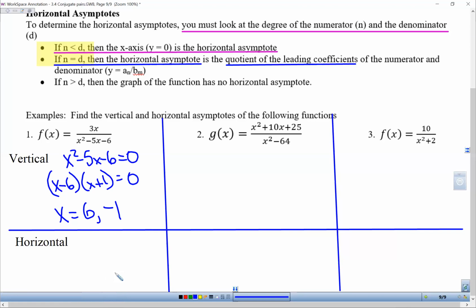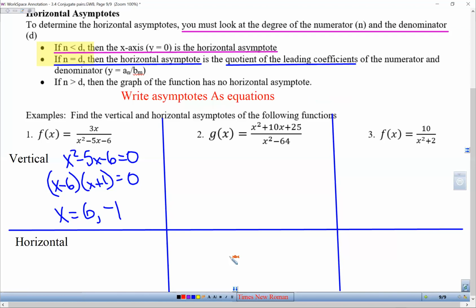Again, you need to write it as an equation. Put a note up here for that. Write asymptotes as equations. Okay.